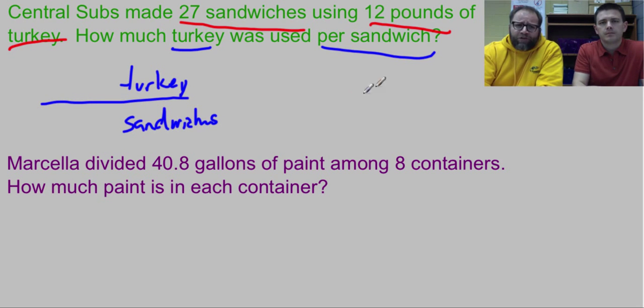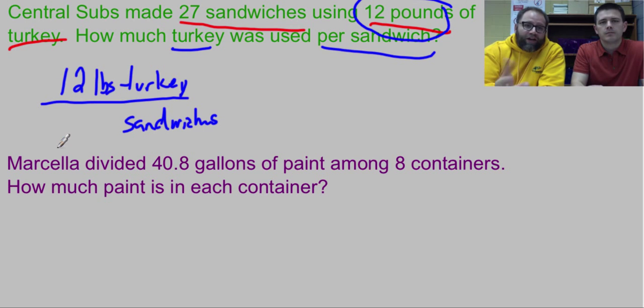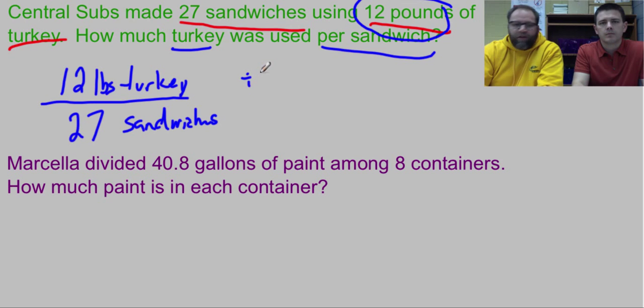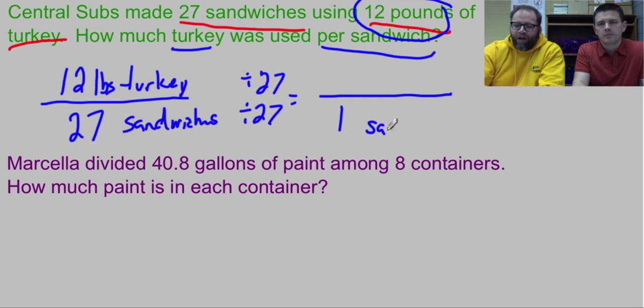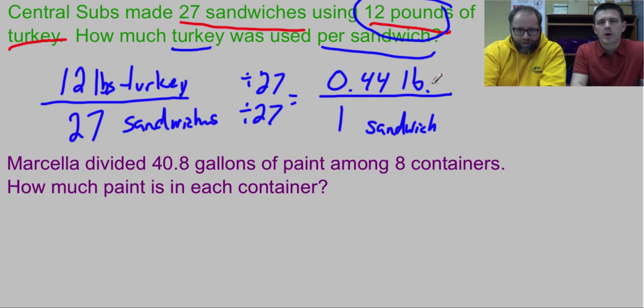When I look in the problem, Central Subs made 27 sandwiches using 12 pounds. There's my thing. So I have 12 pounds of turkey. And then I know that I had 27 sandwiches because I already read that. So I have 12 pounds of turkey in 27 sandwiches. I get my handy dandy calculator. Divide numerator, divide denominator by 27. And that gives me every sandwich having about 44 hundredths of a pound of turkey. Remember, our abbreviation for pound is LB. It's British. So in this case, we had to round it off, but now we know how much turkey goes into each one of those sandwiches.